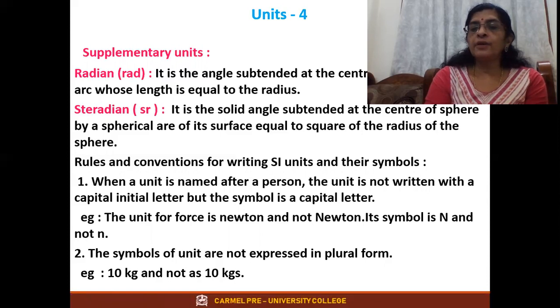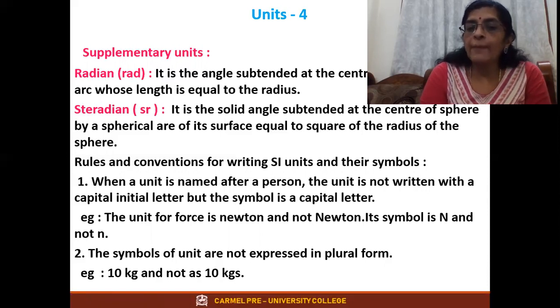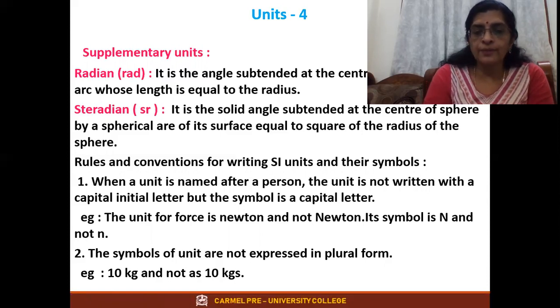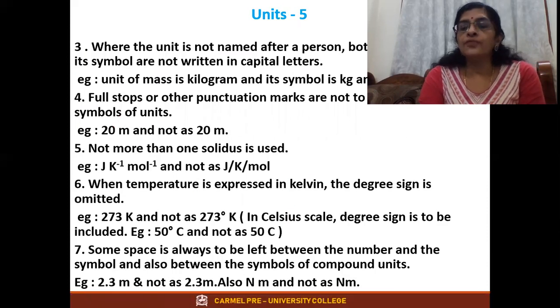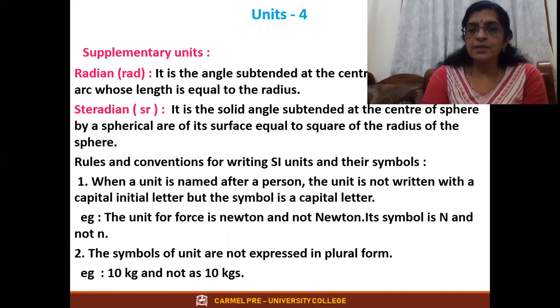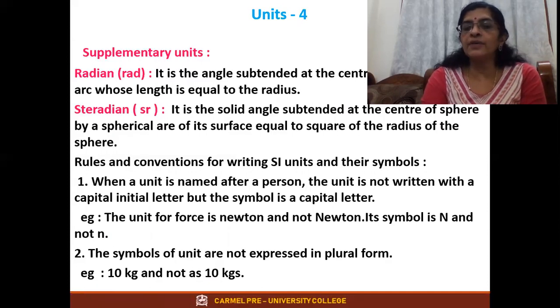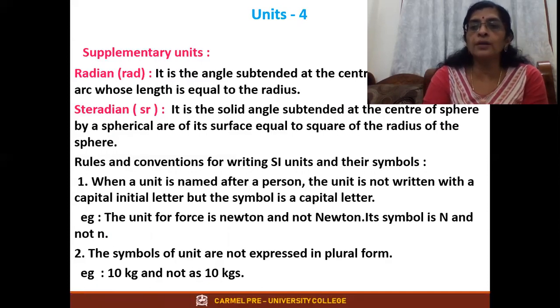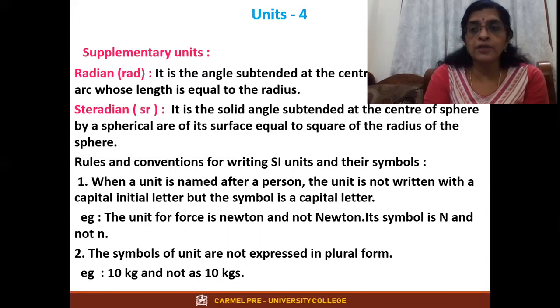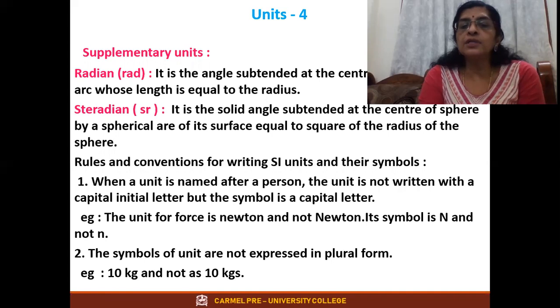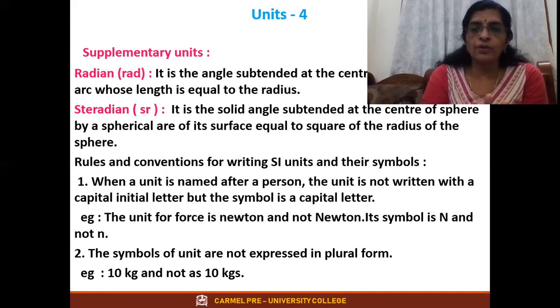When a unit is named after a person, the unit is not written with a capital initial letter. There are 4 rules and conventions, and whichever is easier for you, you can study and keep. Because for a 2 mark question, if they ask, you have to write 2. Sometimes if they ask for 4 or 5 mark questions, you have to write at least 4 there. So for the rules and conventions, always study 4 and keep them.